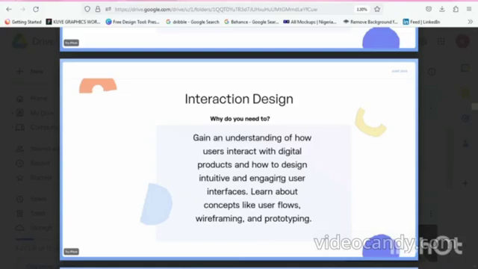You must also be able to do interaction design, gaining an understanding of how users interact when they use your product. This is where user flows, wireframing, and prototyping all fall. In further videos we're going to be talking about wireframing, prototyping, and user flows. If you know about wireframes, I know you've heard of them already, including high fidelity, mid fidelity, and low fidelity.